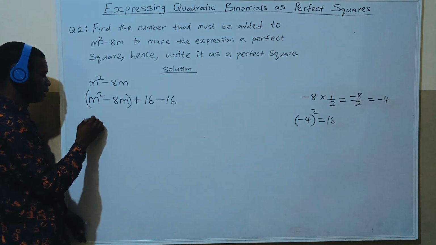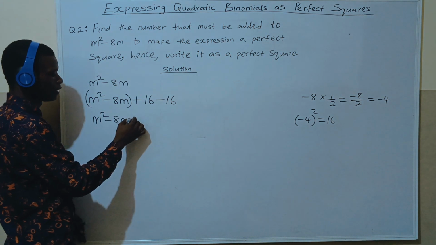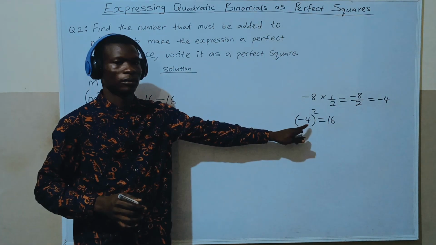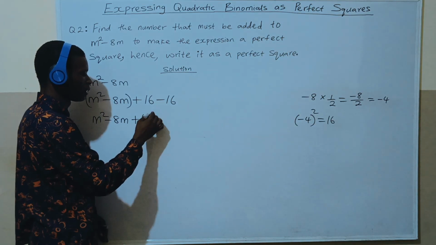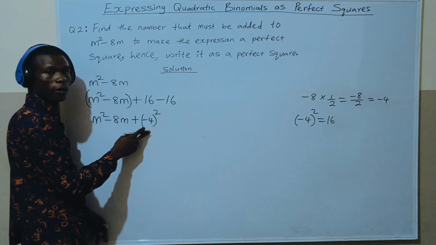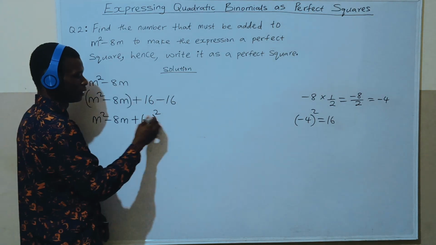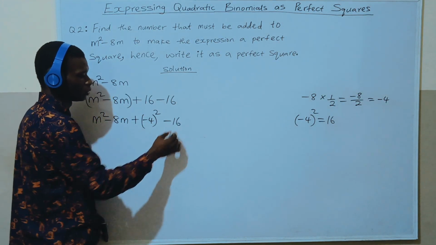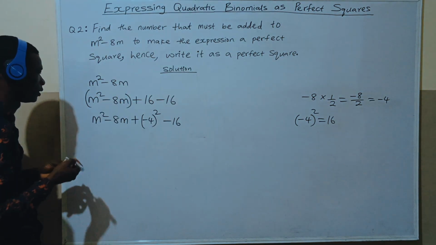So we'll be having it as m squared minus 8m and then plus. Now, instead of writing 16, we'll be writing negative 4 in bracket squared. So negative 4 squared is the representative of 16. And then since it was added, it has to be what? Subtracted also, to keep the original form of the expression.